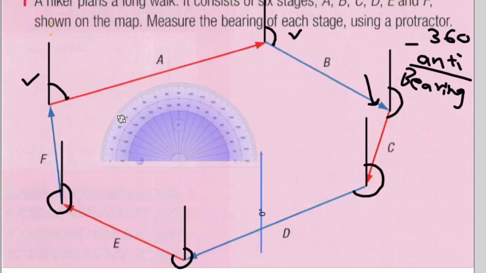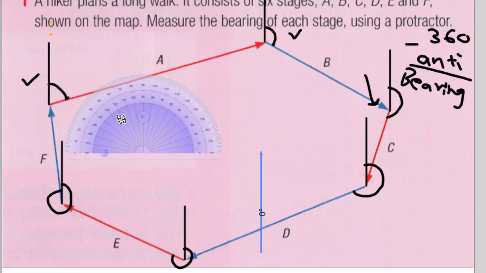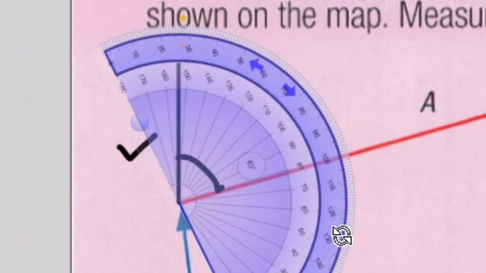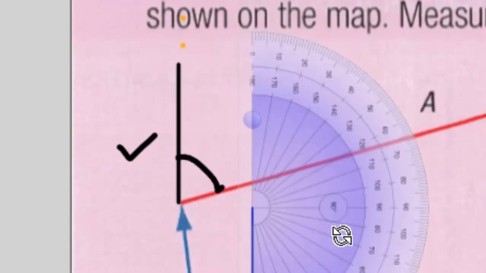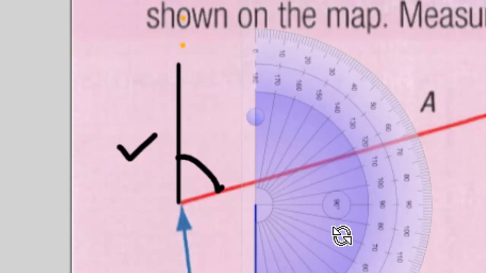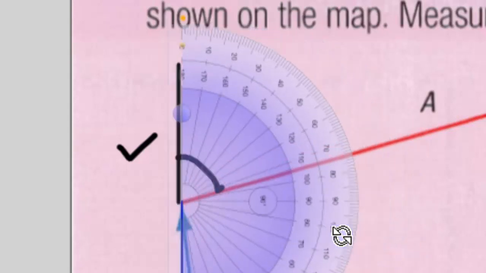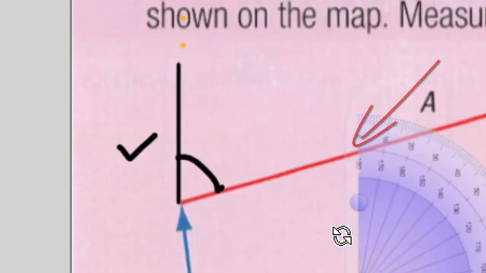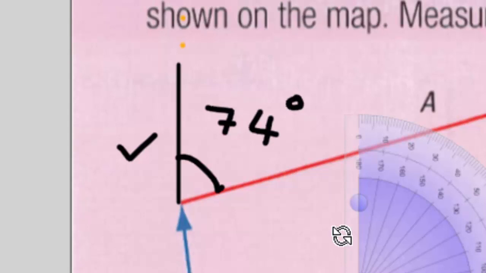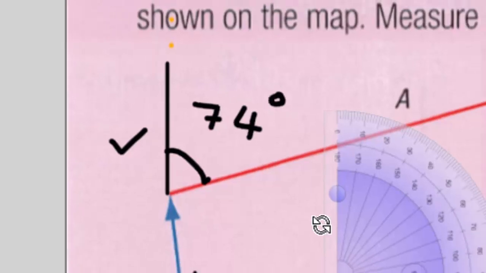Okay, let's start. So I have a protractor here. Now let's start. How can we use it? The protractor must be like this, with the north, and I draw the north for each section. Then we will be able to find the bearing. Now, stage A, the bearing, it's obvious that it is 74 degrees. So this bearing is 74 degrees, the bearing of section A or stage A.